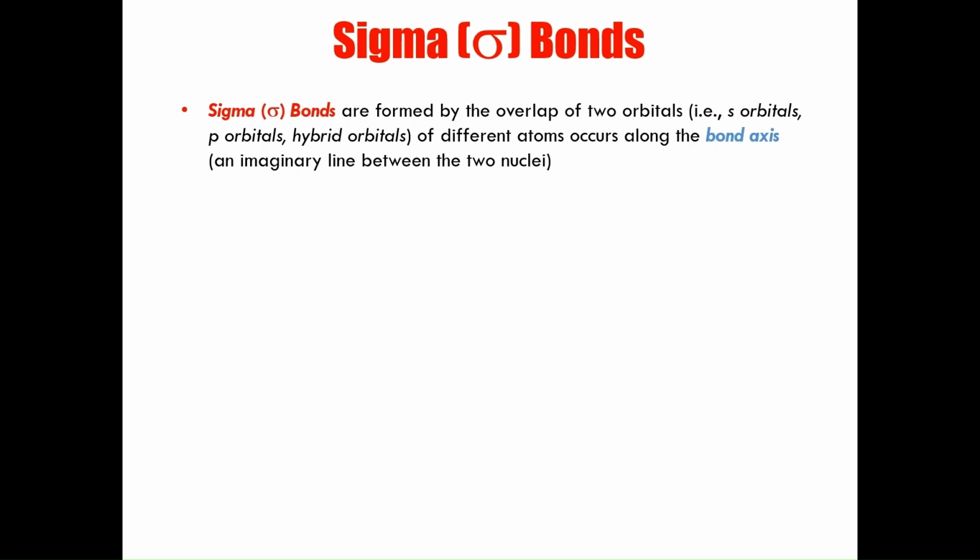A sigma bond is a bond type that occurs when the 2 bonding orbitals of different atoms overlap between the atomic nuclei. It is formally defined as the overlap of orbitals along the bond axis of 2 atoms. And so the bond axis is an imaginary line between the 2 atomic nuclei.